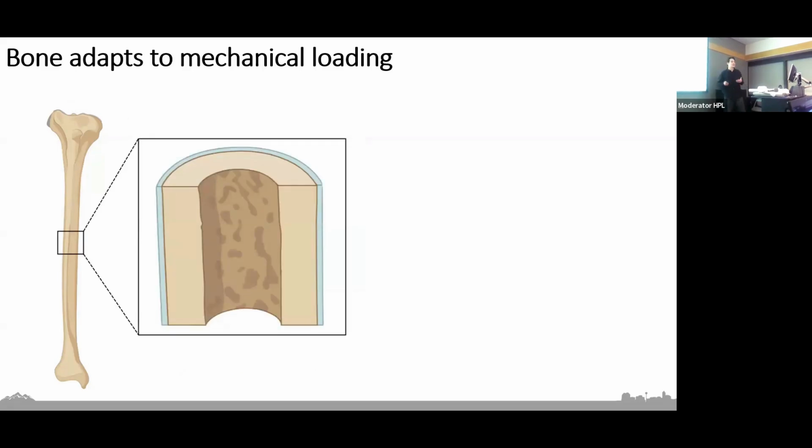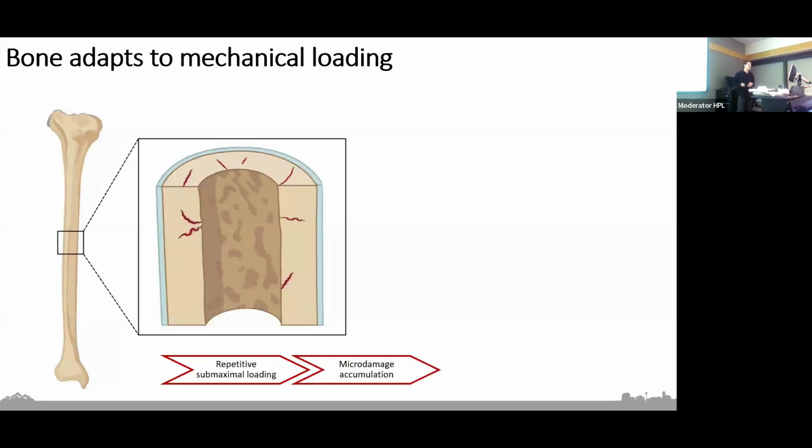So this running is an example of this repetitive submaximal loading. No individual step that this person takes is very likely to break their bone entirely, but what it will do is lead to this accumulation of microdamage. And that microdamage, we can see some of these cracks and voids there on this image. The physical manifestation is in the form of these microscale cracks and voids exactly like this.